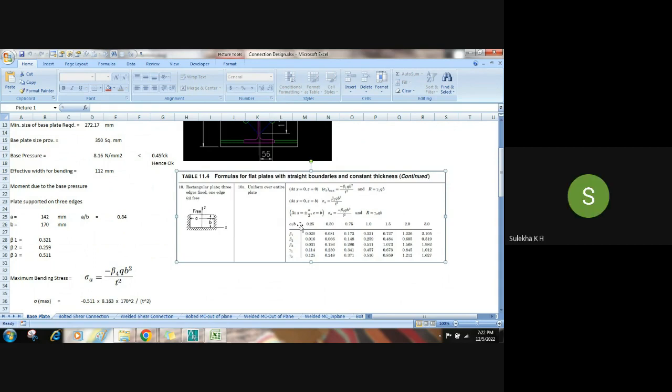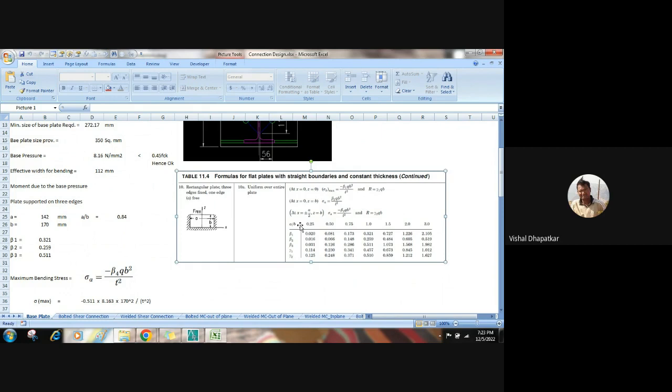Has anyone used it? Does anyone know the Fourier series for plate stress calculation? No, sir. If anyone has done MTech, there is some subject, I think plates and shells.